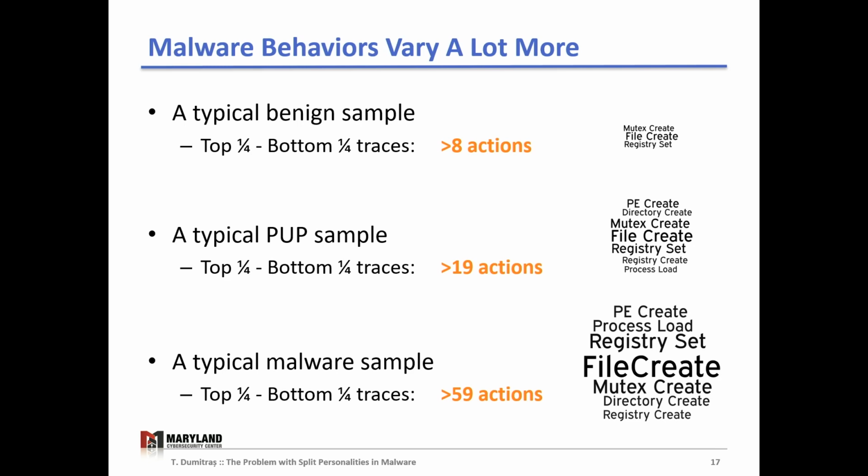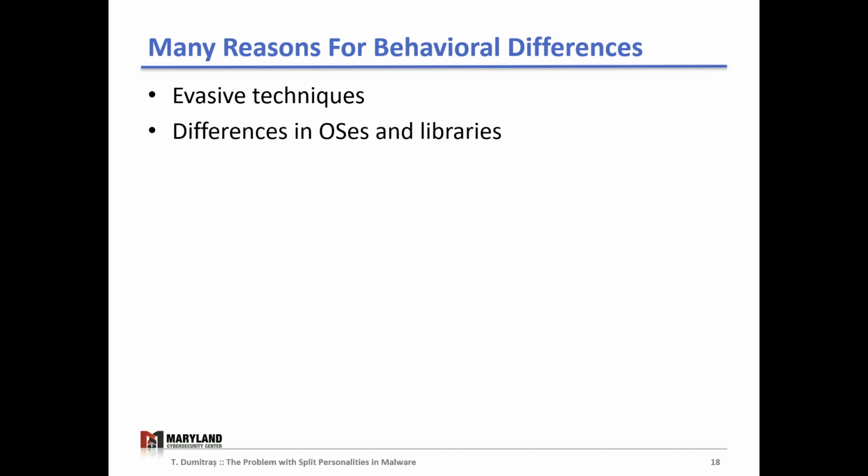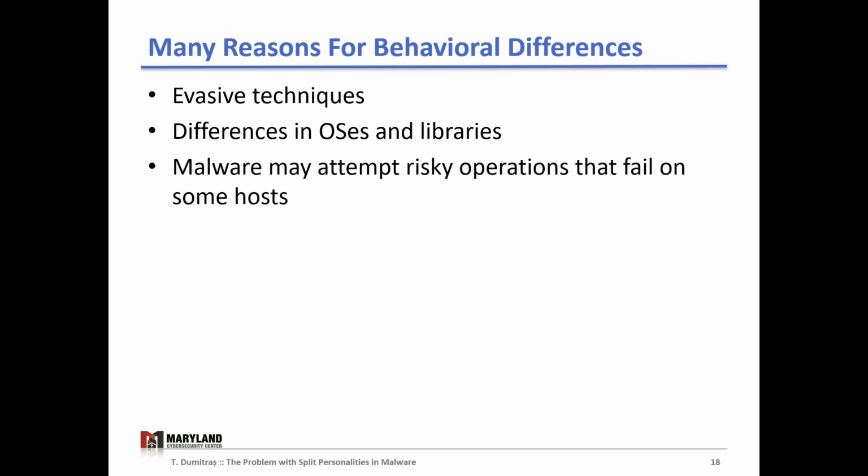So now, the word clouds on this slide illustrate the relative amount of variability for different types of actions. Note that file creations are the type of actions that vary the most for all categories of software. And this is true both in terms of the number of actions as well as the parameters, so the different file names that are created. Especially malware tends to create a lot of unique and random file names. Now, there are many reasons for these behavioral differences. There are, of course, malware implementing evasive techniques, but there are also differences in operating systems and libraries, like we've seen in the Ramnit example. Malware may attempt some risky operations that fail on some hosts.